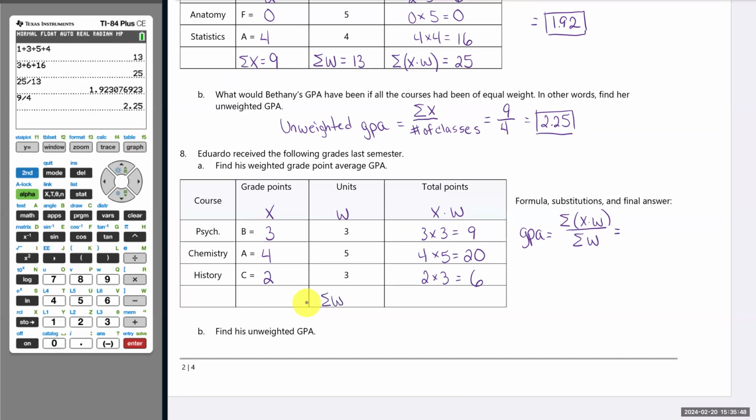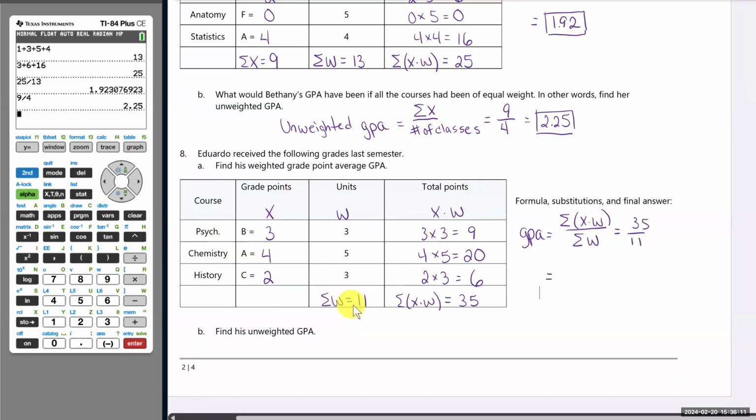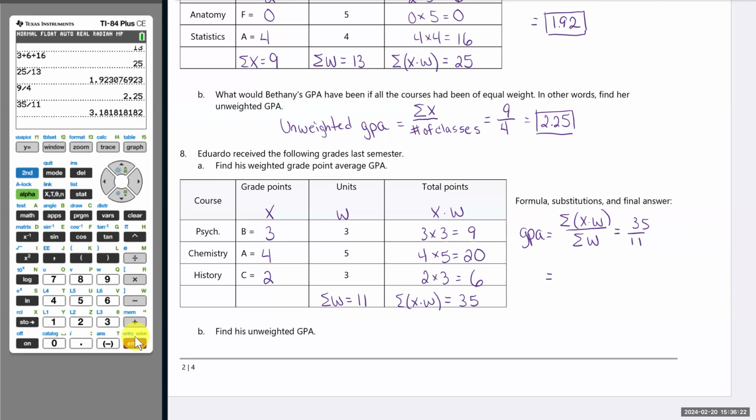If we add the weights, that's 11 units. And then we add the X times W. Each of those are points earned for that particular class. And that looks like 35. So we've got 35 divided by 11. So even though a table here isn't absolutely necessary, we could work without it. It's just a way to organize the information. So then we have formula, substitutions, and that gives us 3.18, again, just rounding to 2 places.